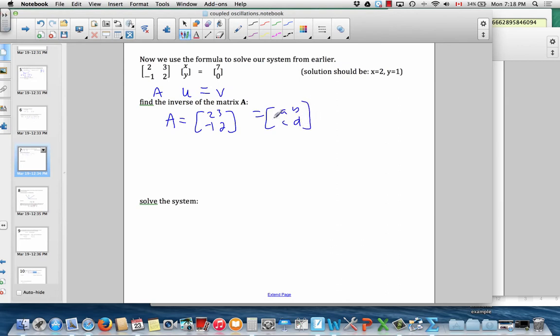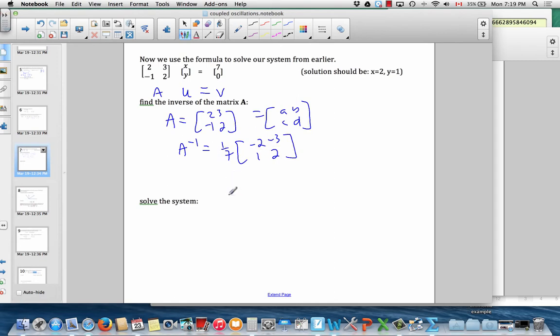And we saw that the inverse was the number, 1 over AD minus BC. So that's 4 minus minus 3, that's 1/7. And then you switch D and A, and then you keep B where it is and negate it, and then keep C where it is and negate it. So that is the inverse matrix.